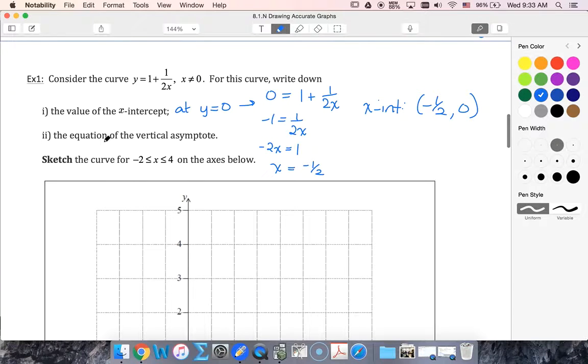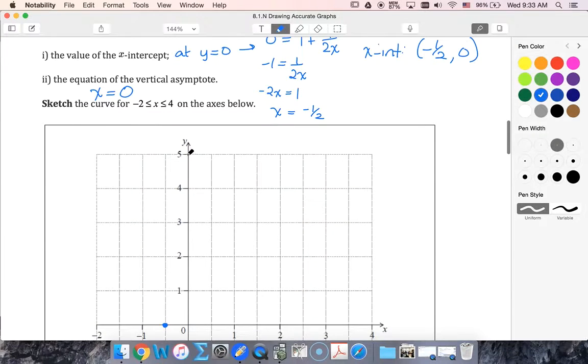All right, the equation of the vertical asymptote. So vertical lines, remember, point up and down. Vertical lines have the equation x equals. We already know that x cannot be 0, so x equals 0 must be my vertical asymptote. I'm going to go ahead and put this in.